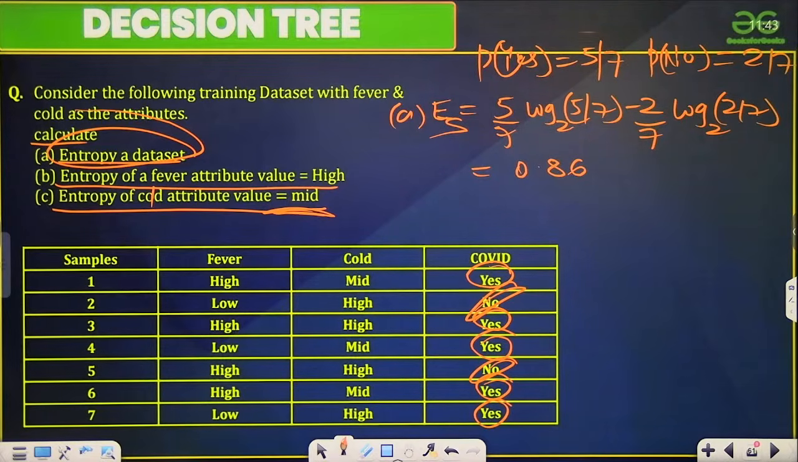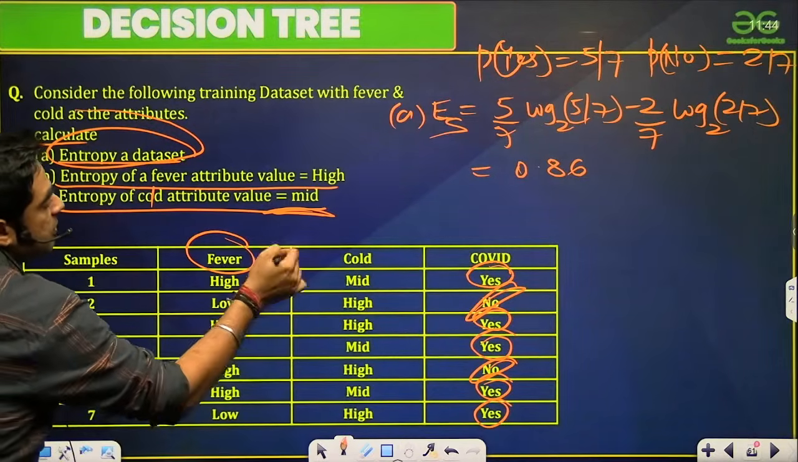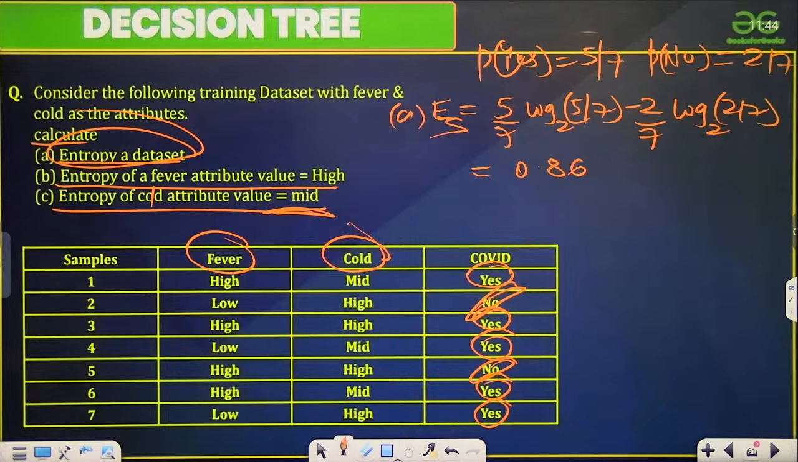Okay, because that is close to 1. I hope you are able to see this data is highly impure data. Now I have to determine about which feature I should split. Either I should split along feature fever, or I should split along feature cold.